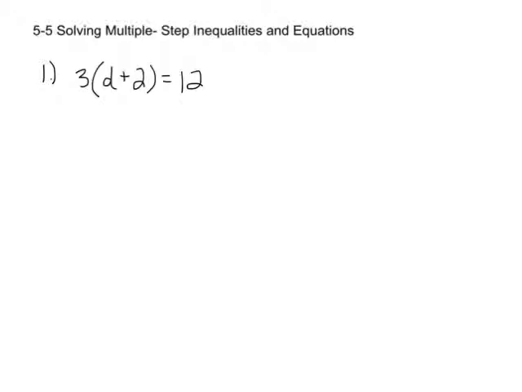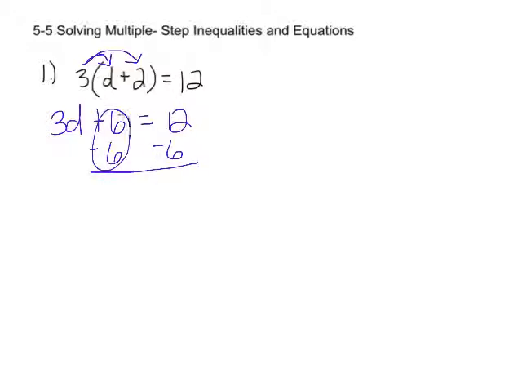Well, whenever I have a number that's outside parentheses, I can actually distribute that. So for this, I'm going to get that 3d plus 6 equals 12. Then I need to isolate my variable, so I've got to make a 0 pair first. So I subtracted 6 from both sides, so I get 3d equals 6. I'm going to divide by 3 on both sides so that I get d equals 2.